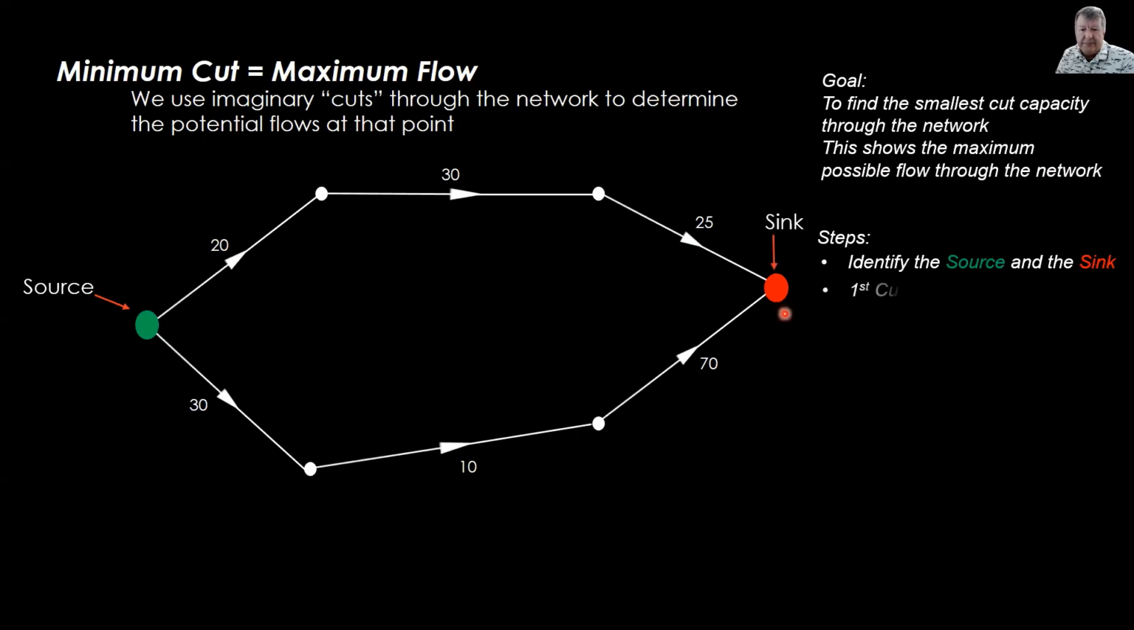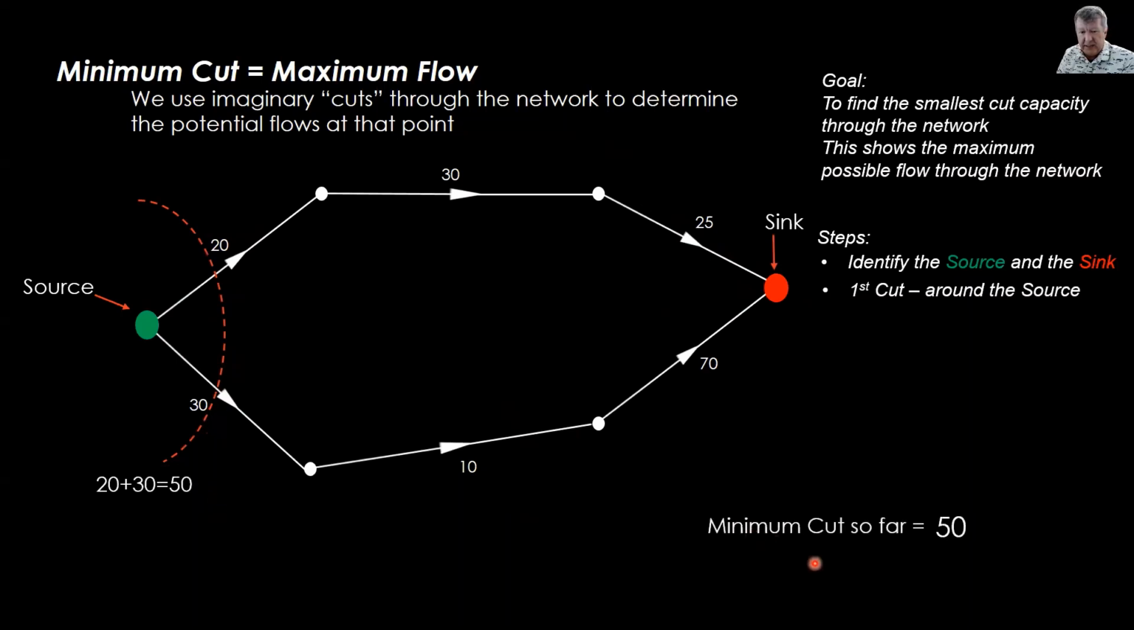Next step, always, please, do your first cut around the source. So over here, let's do a cut. We'll draw a line and we need to add the values of this cut. So we've got 20, we've got 30, and that adds to 50. Now, what we might do is keep a running total just down here. The minimum cut so far is 50. Not a total. We'll find out what the minimum is.